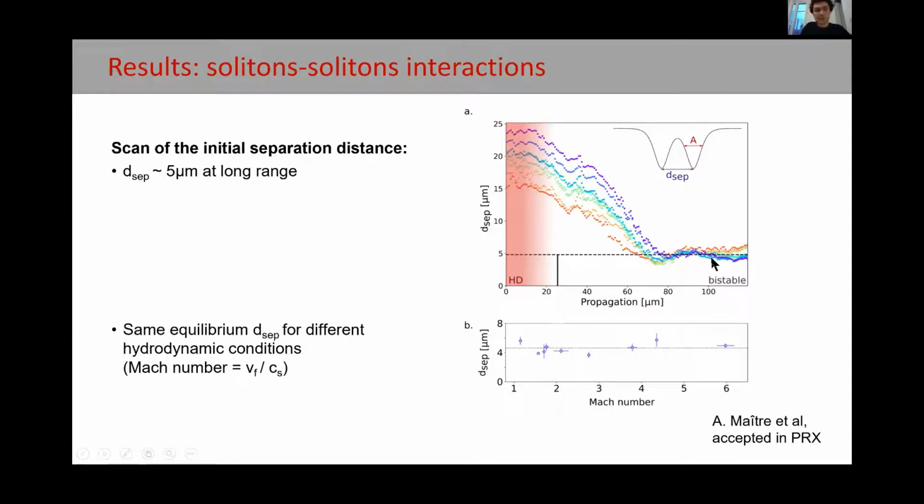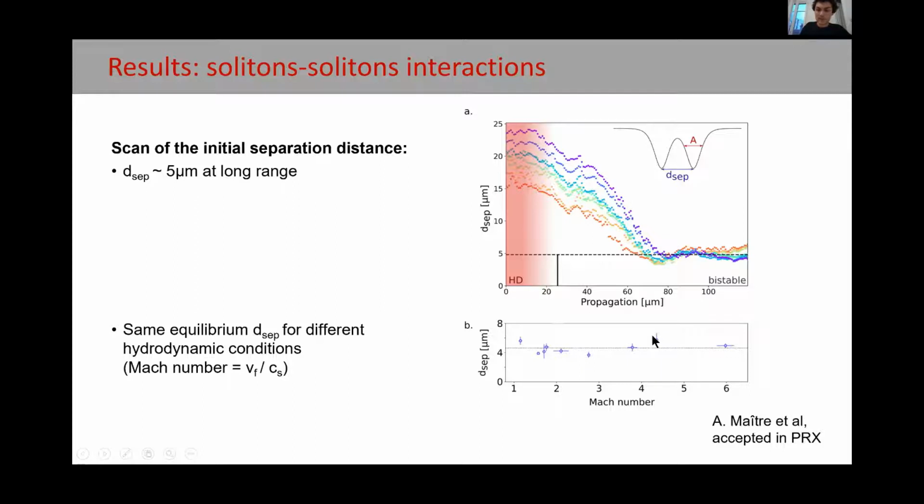The surprising result that we tried to investigate by changing the healing length of the fluid, on which the soliton width depends. To do this, we changed several hydrodynamic parameters, which have been summarized in the Mach number you have here. So here we plot the equilibrium separation distance with respect to the Mach number. You can see that, whatever the Mach number, this equilibrium separation distance is kept constant.